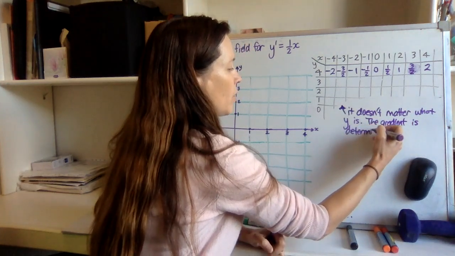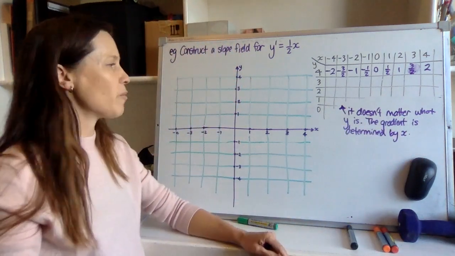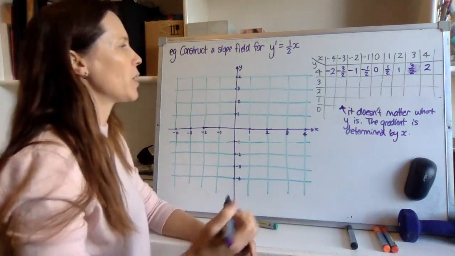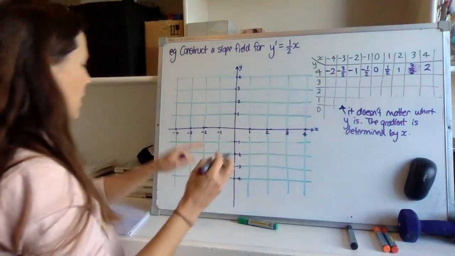So I'm not going to bother making my whole table here. I'm just going to go ahead and start making my slope field. Now, how do we do it? Well, we go to the point x equals -4, y equals 4. So that's a point, and that's up here, right?